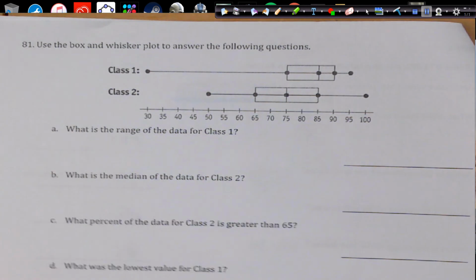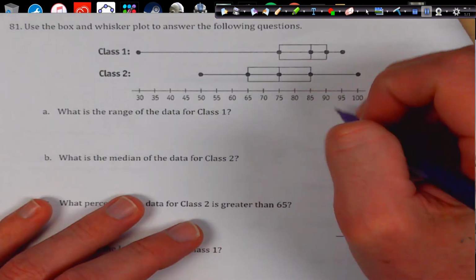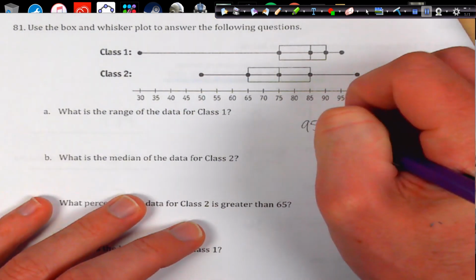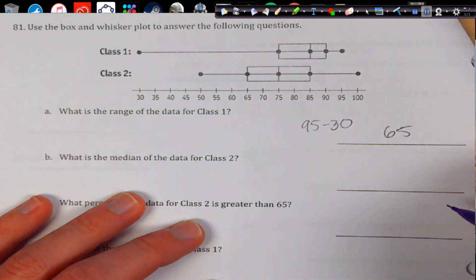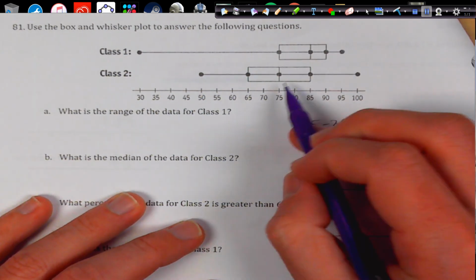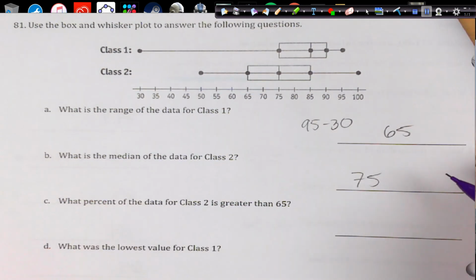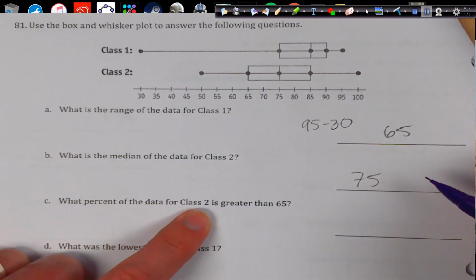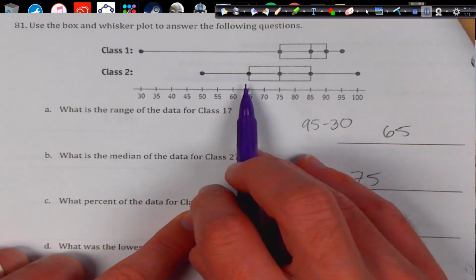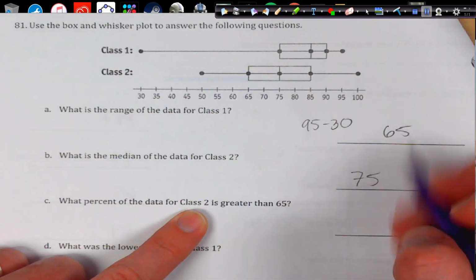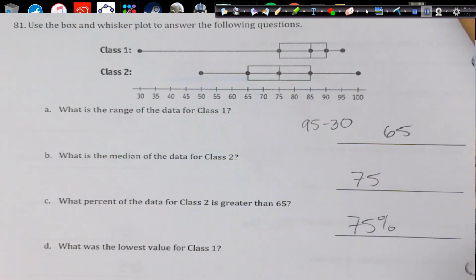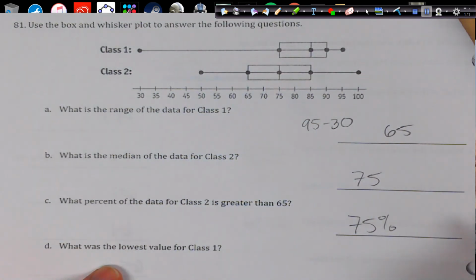Okay, what's the range of class 1? Class 1 is going to be 95 minus 30, which is 65. The median of class 2 is going to be at 75 right there. What percent of the data for class 2 is greater than 65? So 65 or greater is going to be 25 plus 25 plus 25. That's 75%. What was the lowest value for class 1? I'm going to say it's their minimum value of 30.